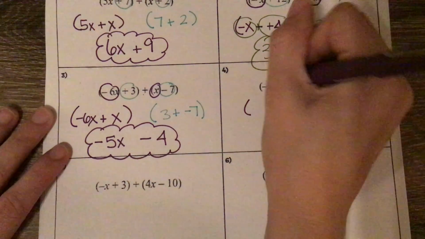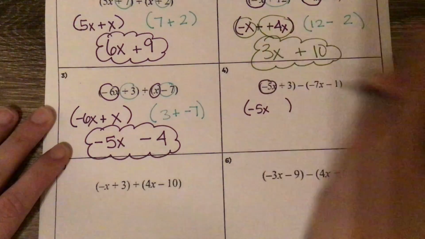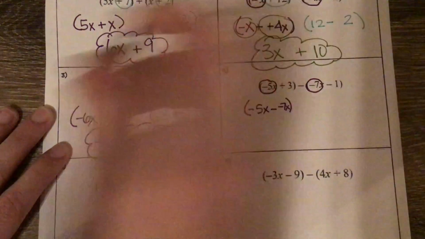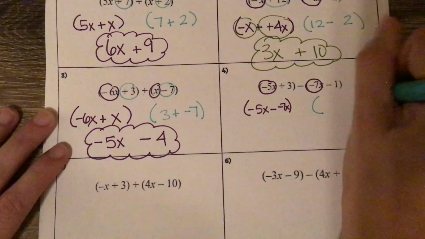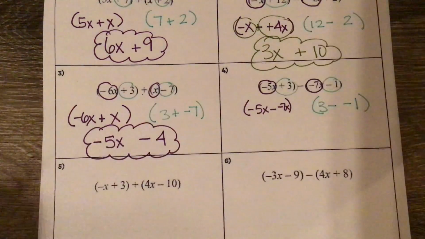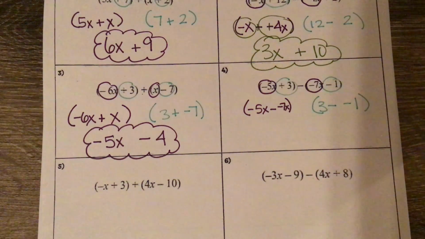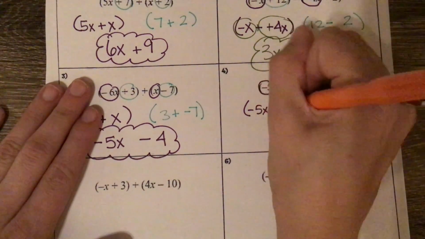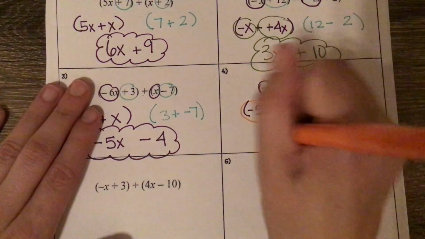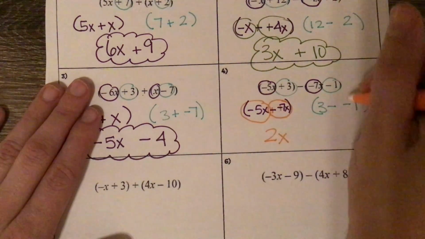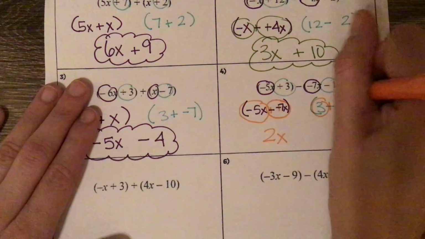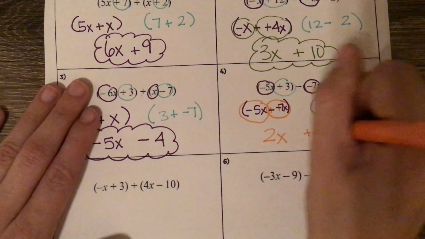So my first parentheses here, we've got negative 5x minus negative 7x, gotta cram it in there. And my second set of parentheses, I have positive 3 minus negative 1. So as we are combining these here, be careful, we've got these minus and negatives. So this is negative 5x plus positive 7x, which is going to be positive 2x. And then we've got a minus and negative here as well, which becomes plus. So we have positive 3 plus positive 1, which is 4.